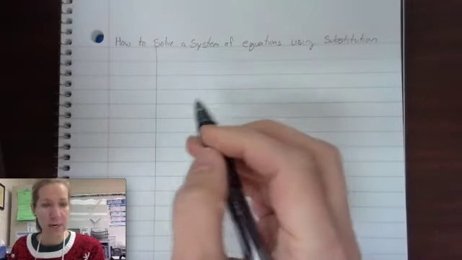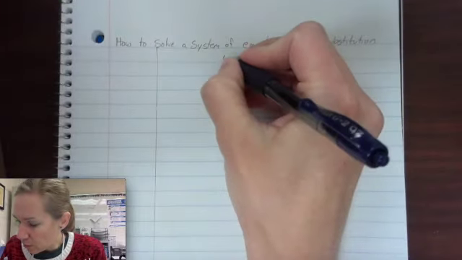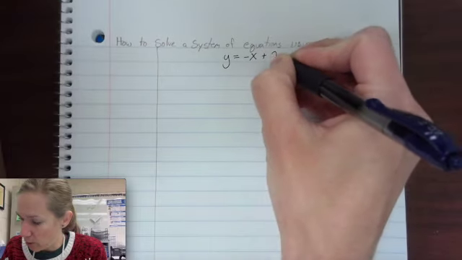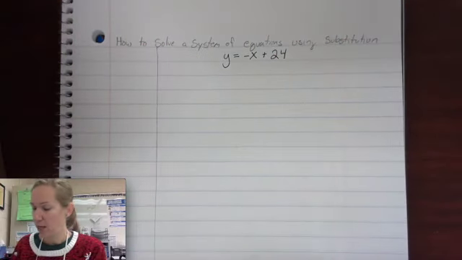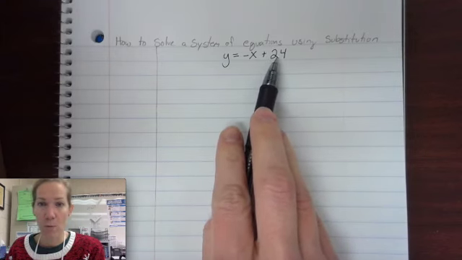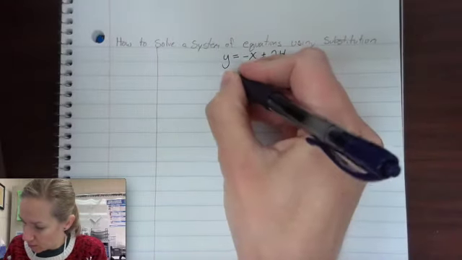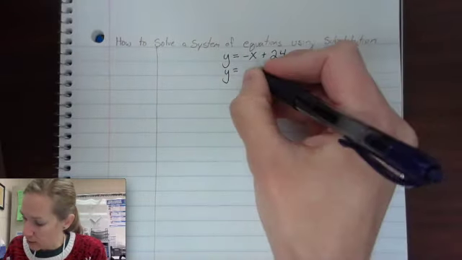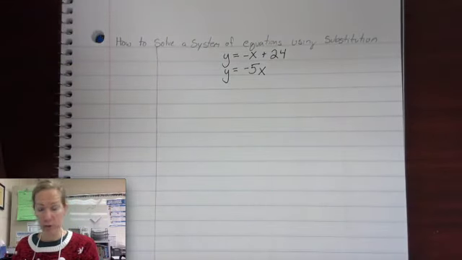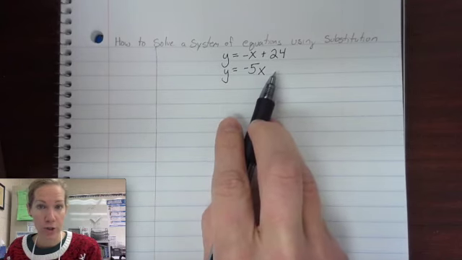So for our first example, we're just going to choose two fairly basic equations. The first equation is y equals negative x plus 24. So you can see it has a slope of negative 1, and it crosses the y-axis at positive 24. The next equation is y equals negative 5x. So this is a proportional equation. You can see that it has a slope of negative 5, and it goes through the origin, or it crosses the y-axis at 0.